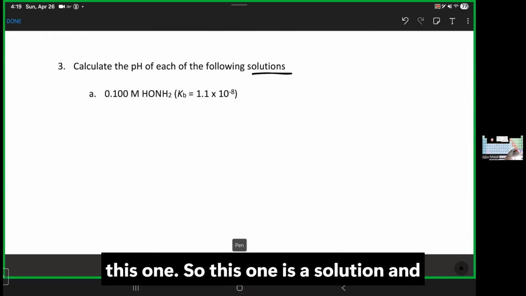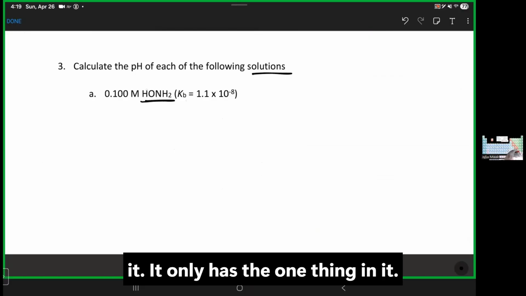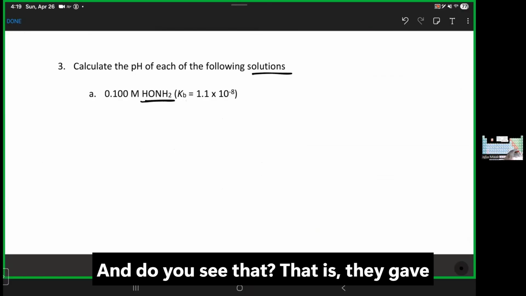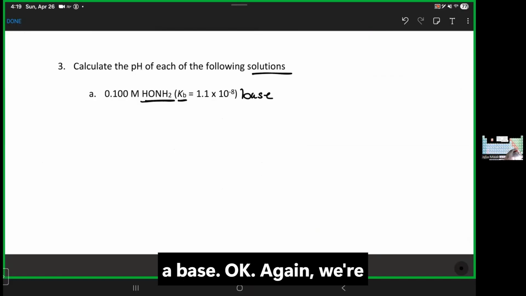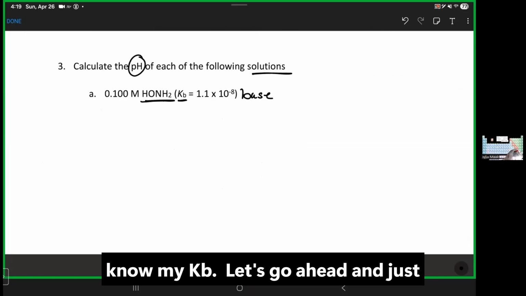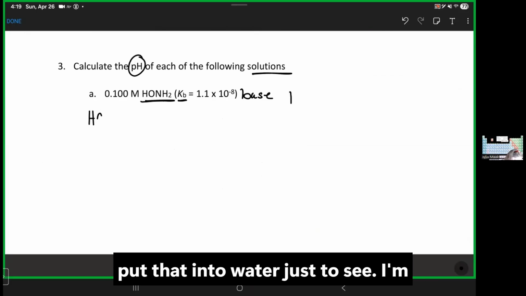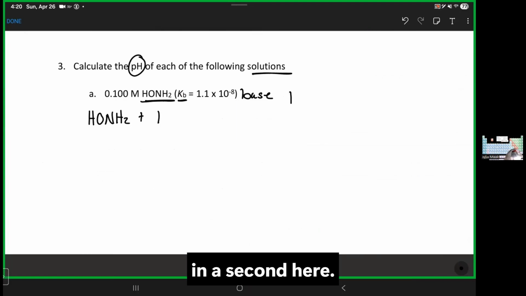Okay, so let's look at this one. This one is a solution, and it does not have a bunch of things in it. It only has the one thing in it. And do you see that they gave us a Kb, so that means that this is a base. Again, we're calculating the pH of these. So I know my Kb. Well, let's go ahead and just put that into water. I'm going to come up with a generic equation in a second here.